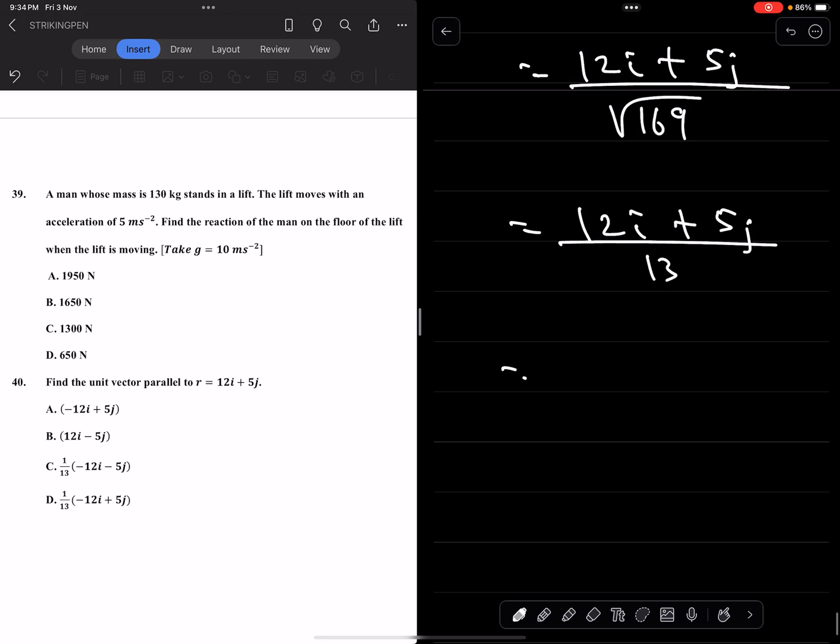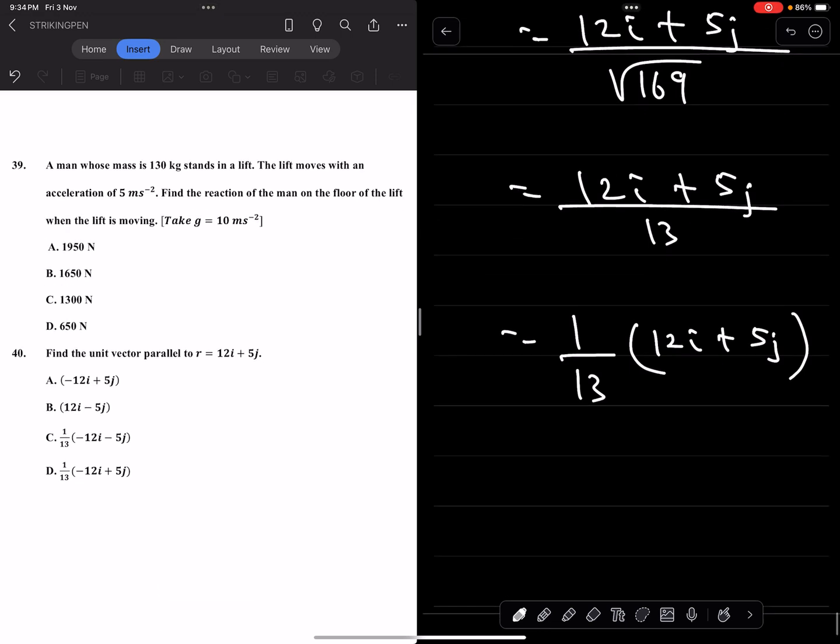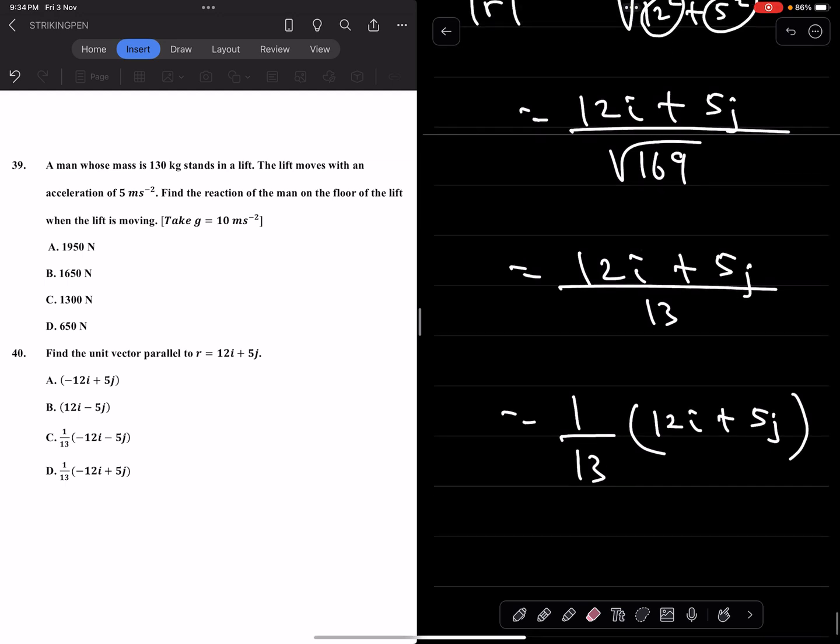And that's the same as 1 over 13 into bracket 12i plus 5j. Okay, I don't think any of these options matches the answer. Maybe there's a typo somewhere, but the correct answer is 1 over 13 into bracket 12i plus 5j. And that's it, very, very simply.